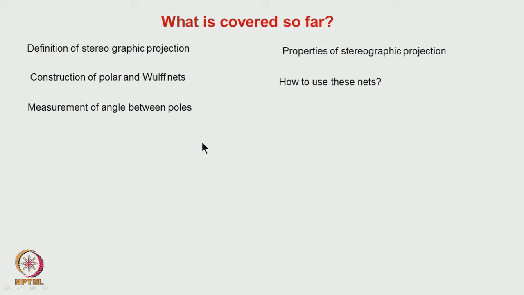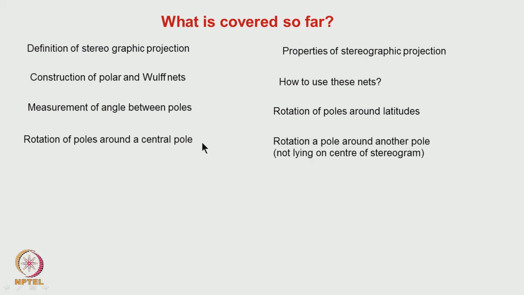The next is how to use these nets. Here are the things we covered. One, measurement of angle between poles. Then rotation of poles around latitudes, and how to measure the angle. Then rotation of poles around the central pole, and the rotation of a pole around another pole which is not lying on the center of the stereogram, and how to go about doing this rotation.